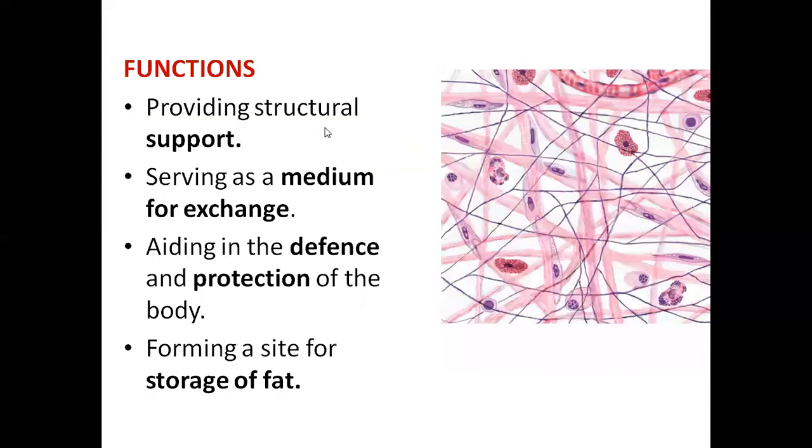Now, the functions. The connective tissue provides structural support. It serves as a medium for exchange. It also helps in defense and protection of the body. And it is a place where fat is stored. Now let us elaborate on each component of connective tissue. We will start with cells first.